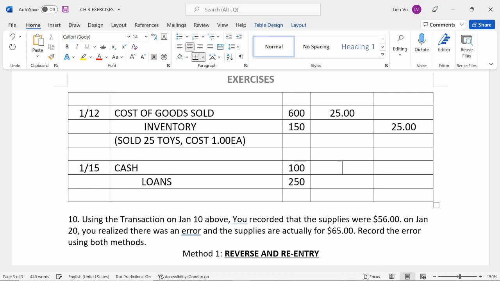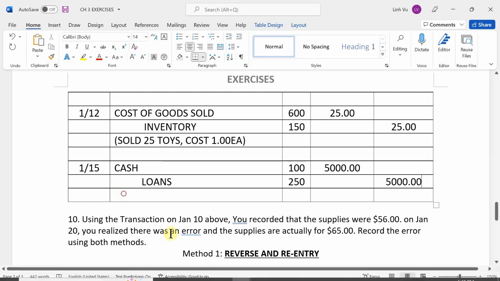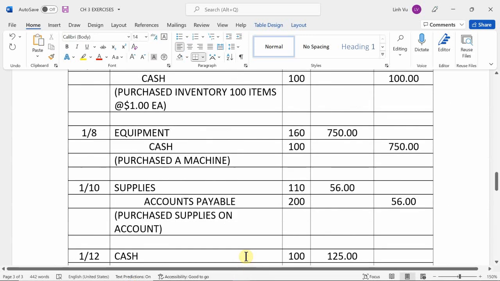By how much? $5,000. Yep, there you go. All right. And this is self-explanatory. You took out a loan. Okay. Excellent. Good job, guys.